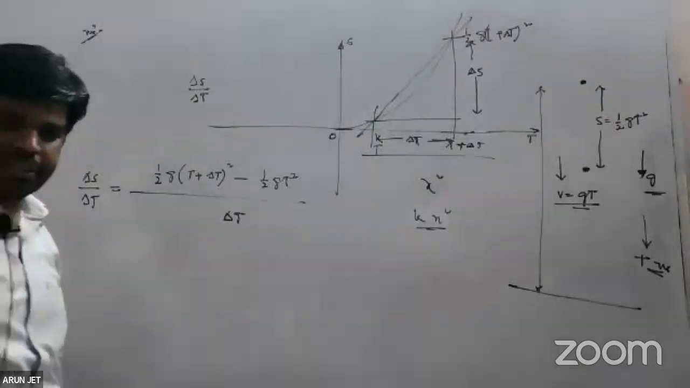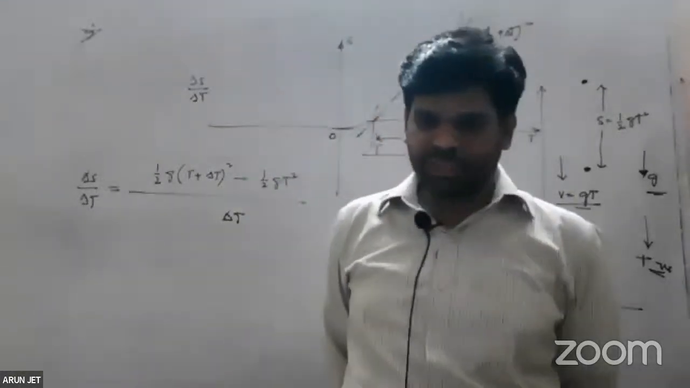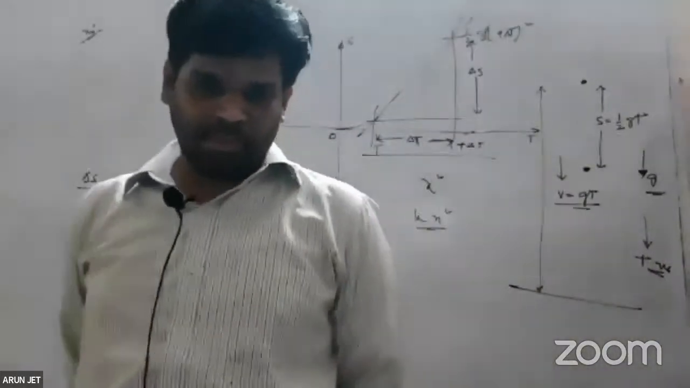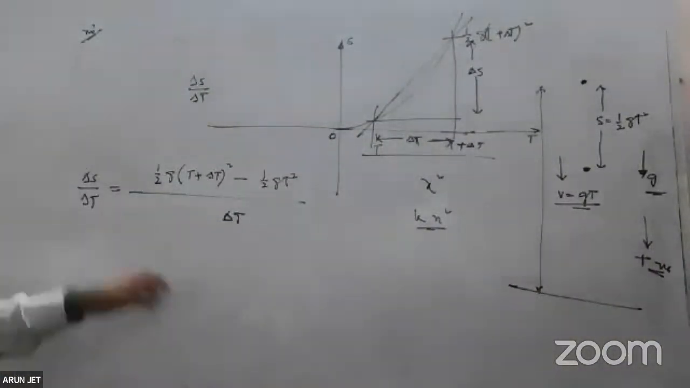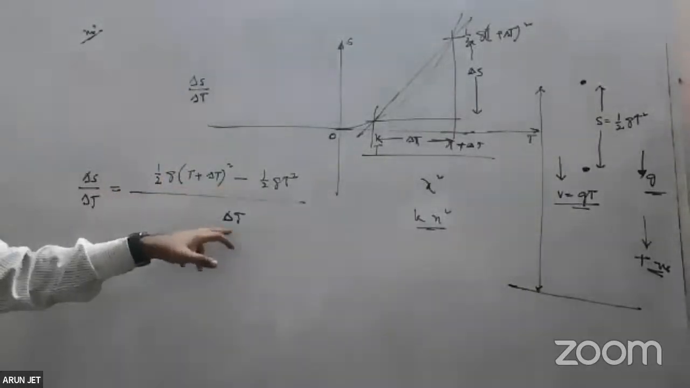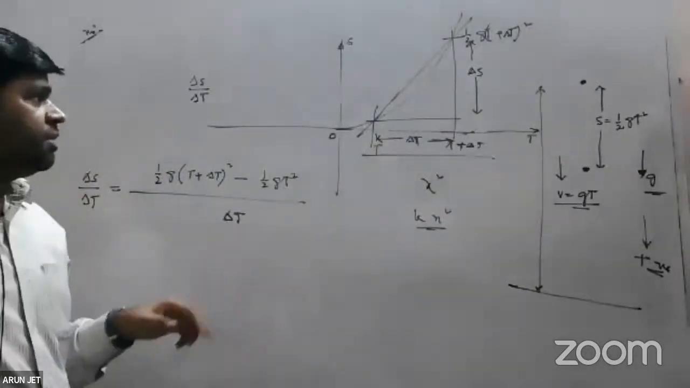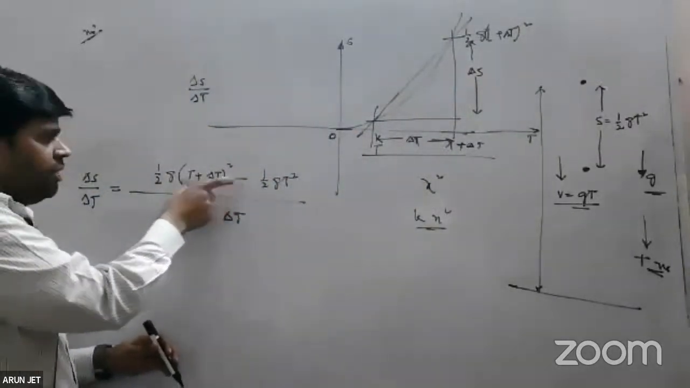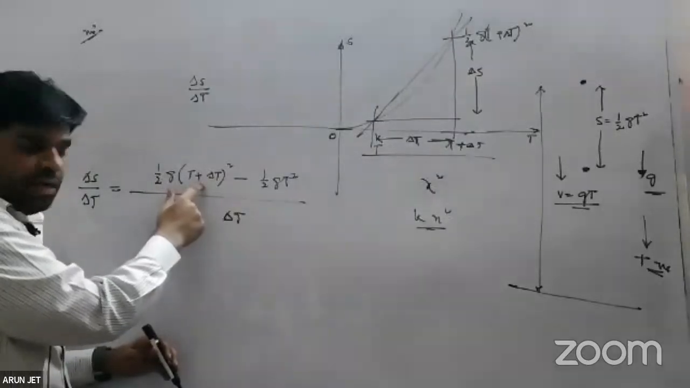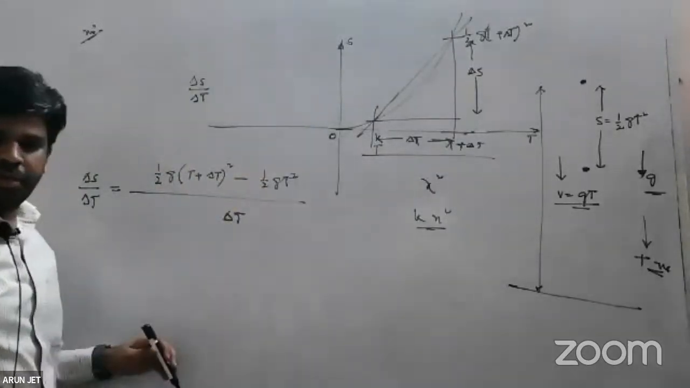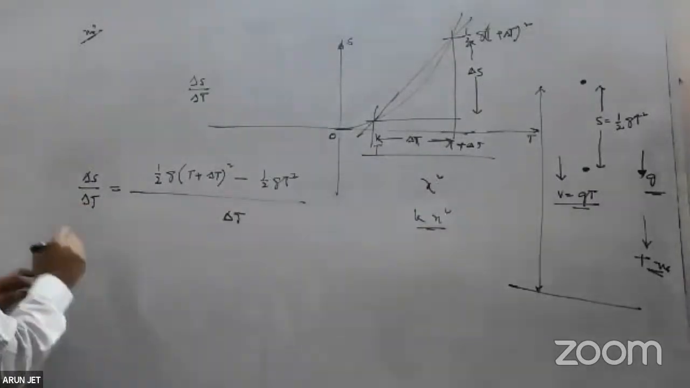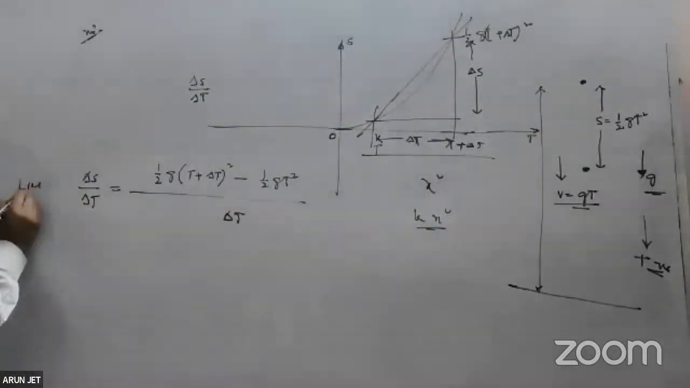Is this okay? Is this clear, students? This is the slope of the chord, right? Y2 minus y1 by x2 minus x1, where x2 minus x1 is delta t. Delta s by delta t, where delta s is this much, y2 minus y1: half g t plus delta t square minus half gt square, by delta t, is my delta s by delta t. Now I apply the limit, delta t tends to 0.